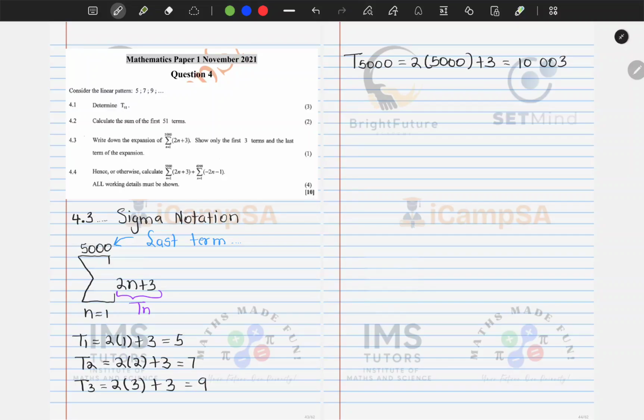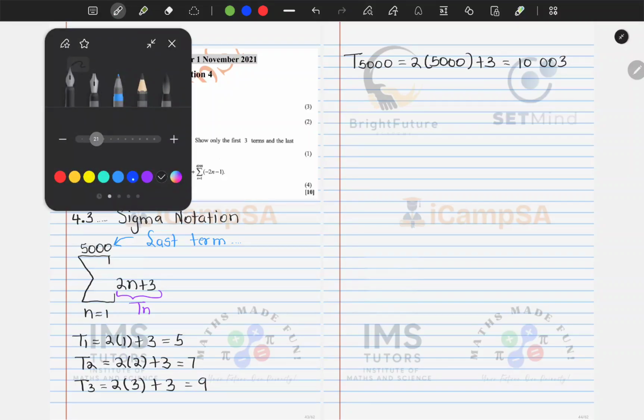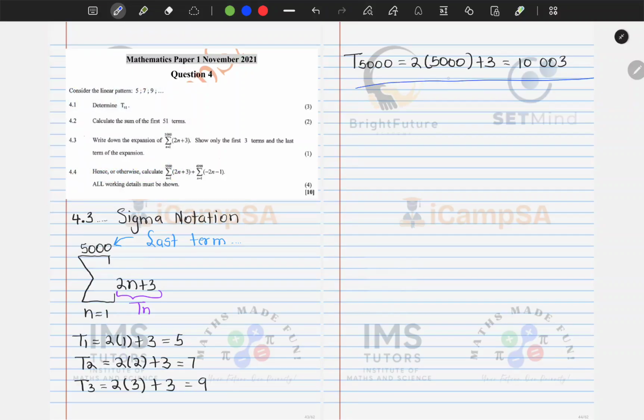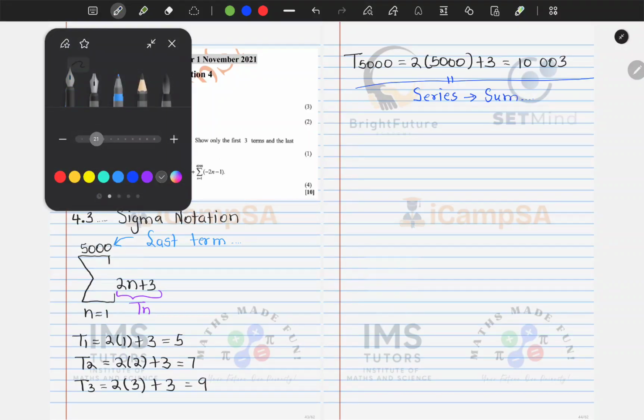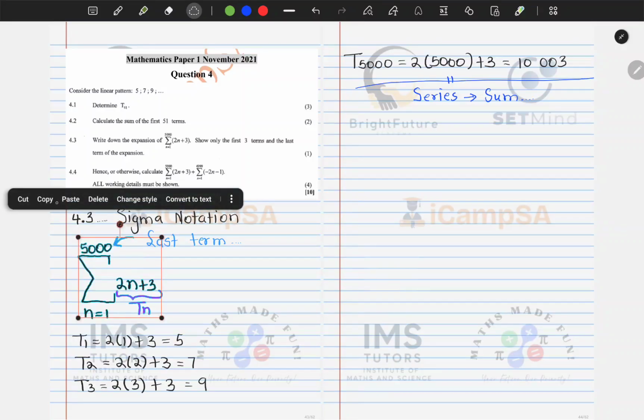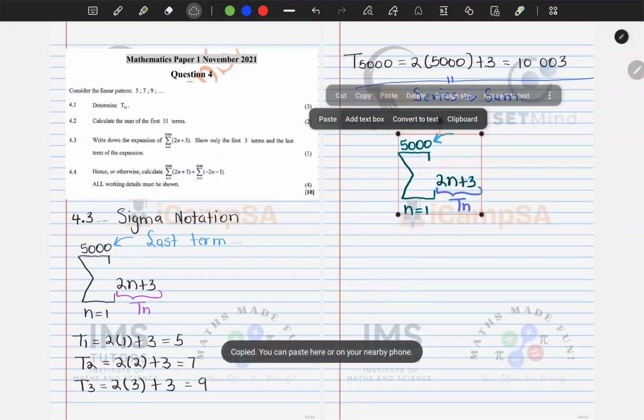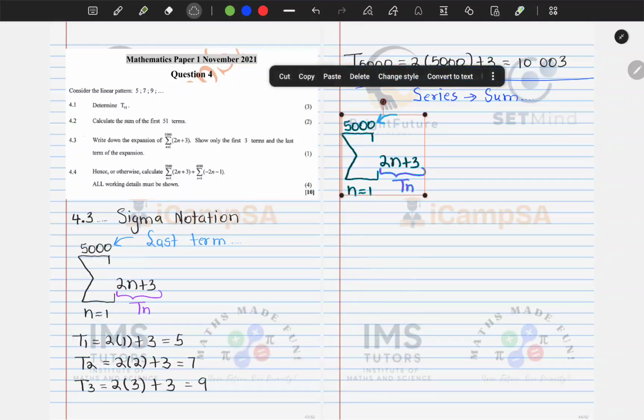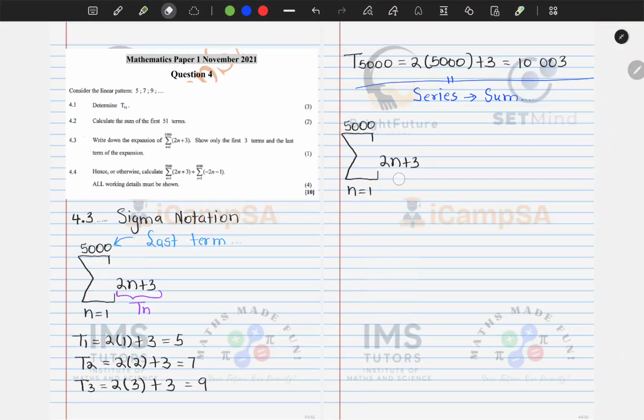Now if we want to express this as a series, we'll find it as follows. Remember, whenever they speak about a series, that should be a sum. So let's go ahead and put up the original sigma notation here, and then express the expansion with the first 3 terms and the last term. So the first term is a 5.